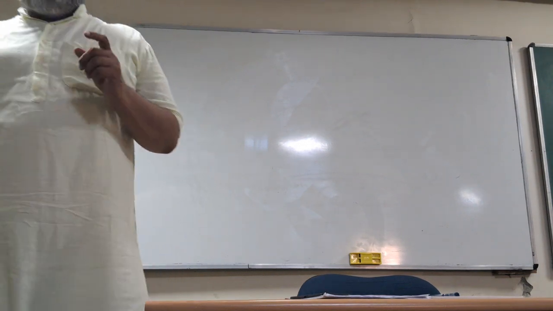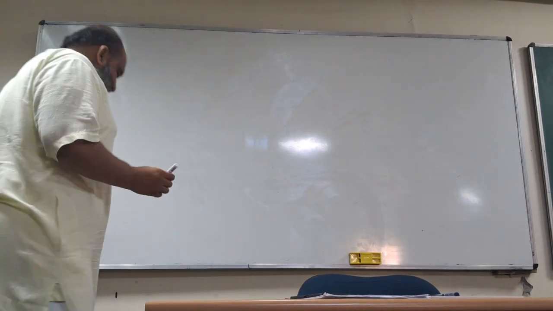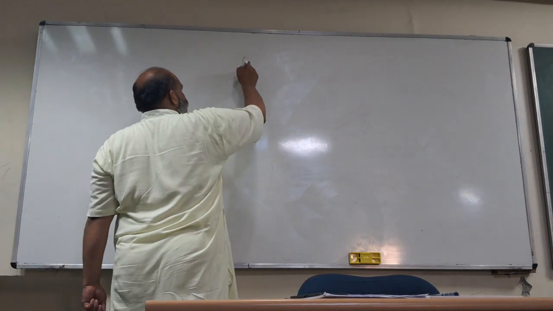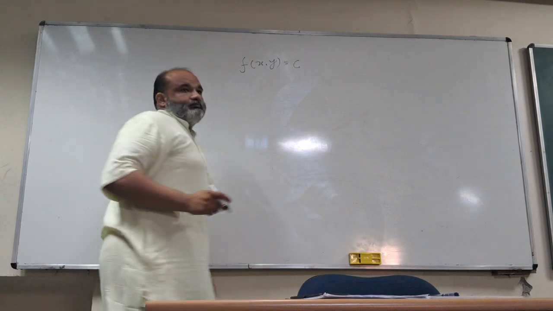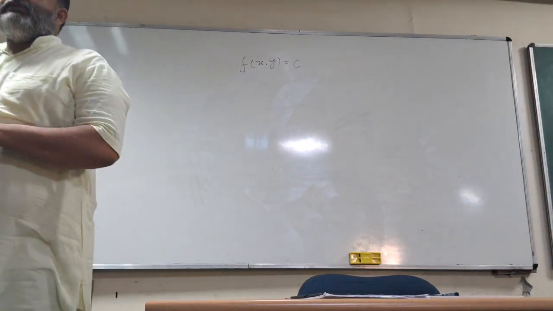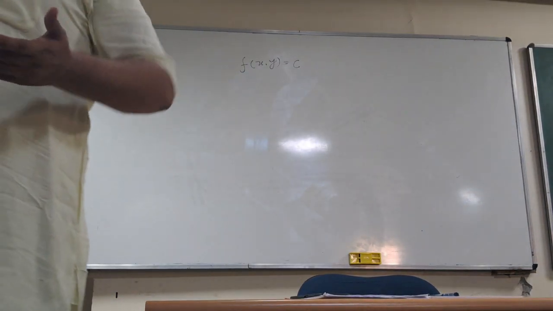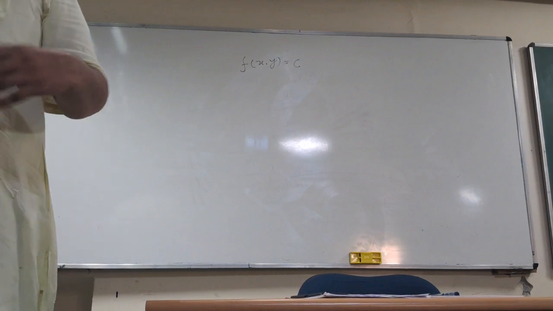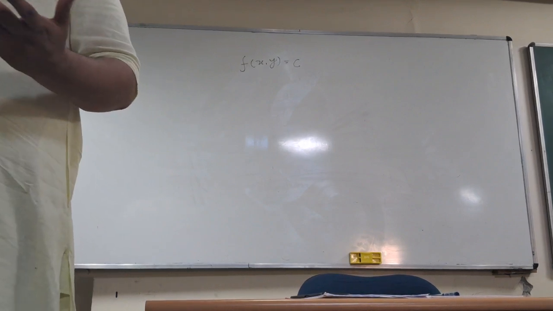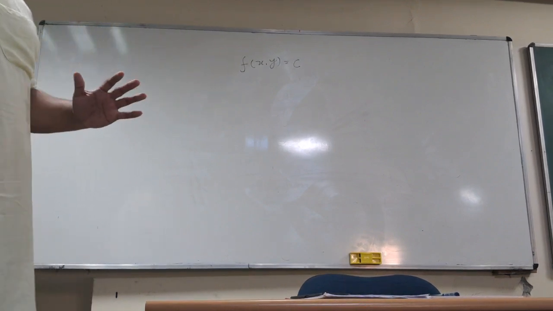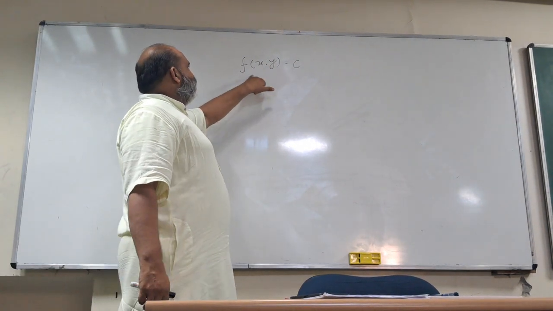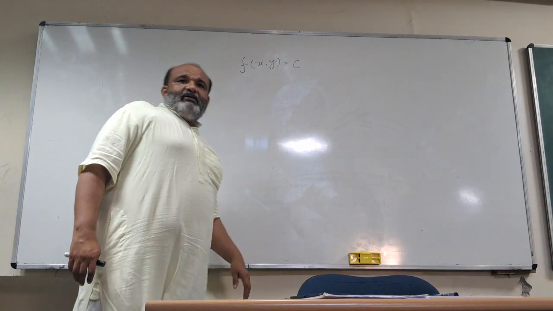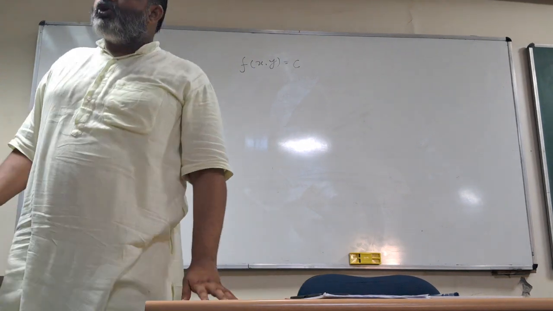Now let me have a situation like this. If I am having a relationship between x and y like this, f(x, y) is equal to c. This is an implicit expression of a function. y is the dependent variable, x is the independent variable. If I have such an implicit relationship between x and y, the function f is always constant.